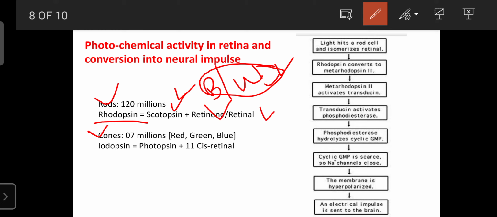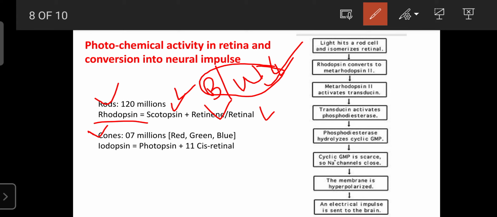Retinine and retinol are derivatives of vitamin A. Retinine is also known as retinol. They play an important role in the regulation of vision. Vitamin A retinol exists in two forms, that is the cis retinol as well as the trans retinol. Both are present in the rods, and they are helpful for the recognition of black and white images.